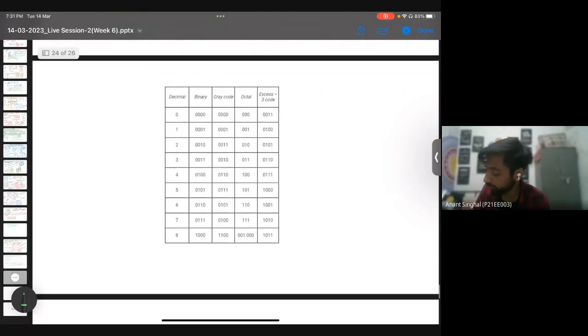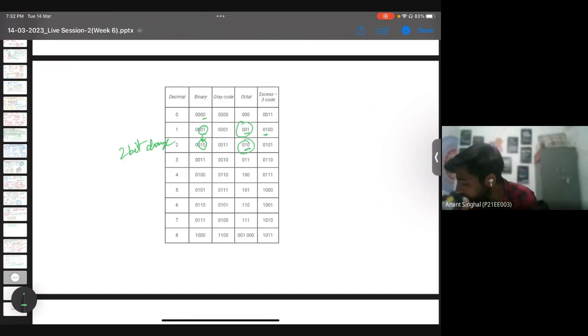By looking at this, you can see that in binary, there is more than one bit change in consecutive codes. For one it is 0011, and for two it is 0010. So 01 is getting changed to 10, which is more prone to error, as there is a 2-bit change. Same is the case with octal: 001 is getting changed to 010, and here also 01 is getting changed to 10. So in ASCII also there is a 2-bit change, and in octal also there is a 2-bit change.